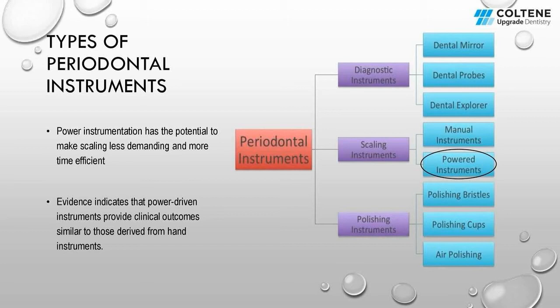In this slide, you can see the different types of periodontal instruments, and ultrasonic or sonic instruments are a part of powered instruments. So the basic advantage of powered instruments is that it increases our efficiency and makes the process much less demanding. There is also sufficient evidence which indicates that the efficacy of hand instruments, or shall I say the clinical outcomes of hand instruments and powered instruments, are the same.